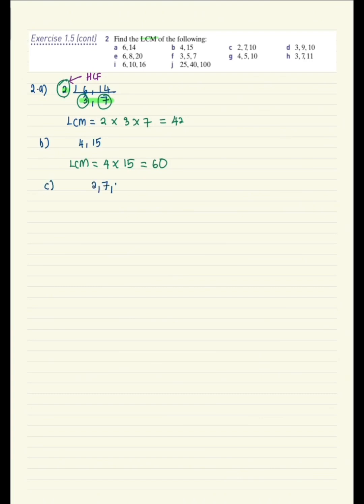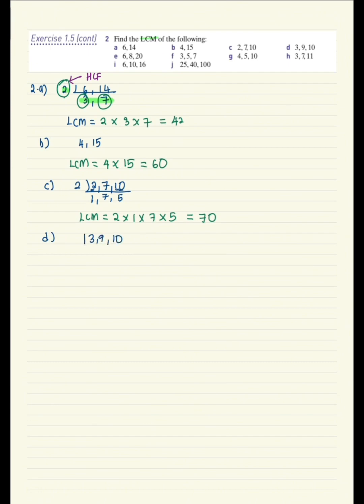C. 2, 7 and 10. We know that 2 and 10 are both even numbers and they are divisible by 2. 2 divided by 2 you get 1, 7 cannot be divided by 2, 10 divided by 2 you get 5. Can you find any other common number that they are divisible by? No. Therefore, your lowest common multiple is 2 multiplied by 1 multiplied by 7 multiplied by 5. You will get 70.